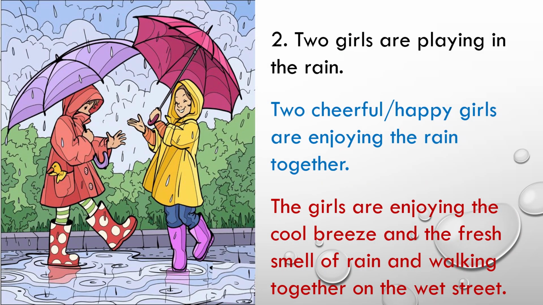Next, two girls are playing in the rain. So this you can convert by adding these details: cheerful or happy girls are enjoying the rain together, or the girls are enjoying the cool breeze and the fresh smell of rain and walking together on the wet street. It means you are adding sounds and emotions also. What they are feeling, what they are enjoying. What are the emotions at that time?